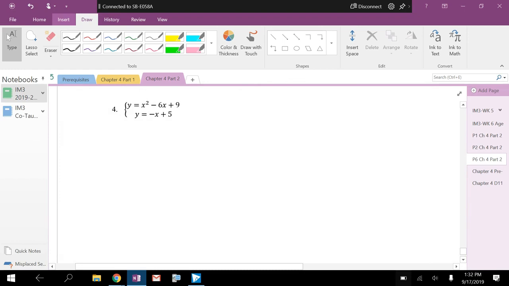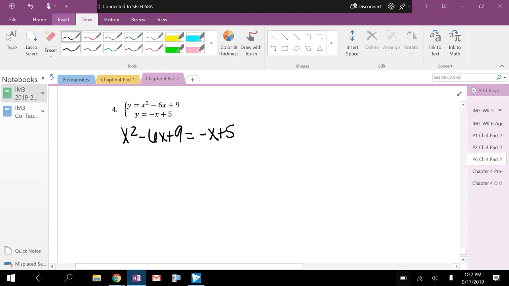What was the very first step that we did in number 3? Yeah, you set them equal to each other. X squared minus 6x plus 9 is equal to -x plus 5. We're just setting them equal to each other. So when you're doing your homework, please don't leave it blank. I know that you are capable of doing that step. Do something on it, even if you're getting stuck. Try to do something.